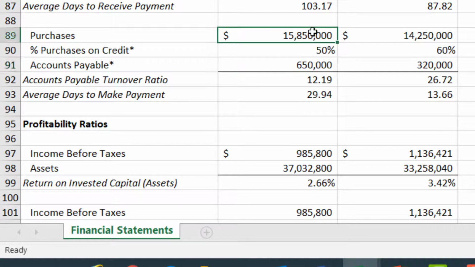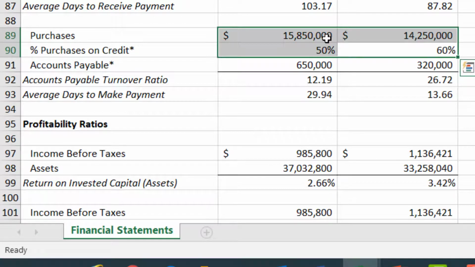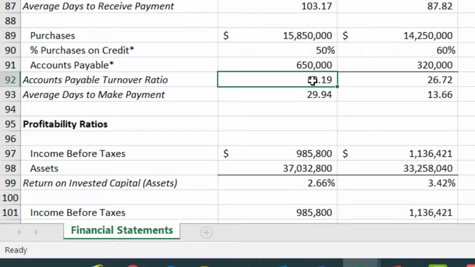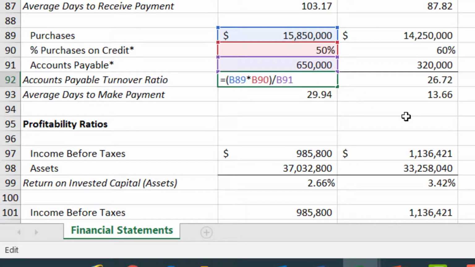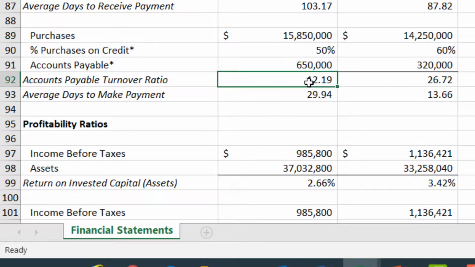And the amount of total purchases. And so we assume that half of our purchases, or 60%, depending on the year, are on credit, and then we just do a little division. It's going to be our purchases on credit, which is what this first thing calculates, divided by our accounts payable, which is the second part of this fraction here. And we get a number, 12.19 turns.